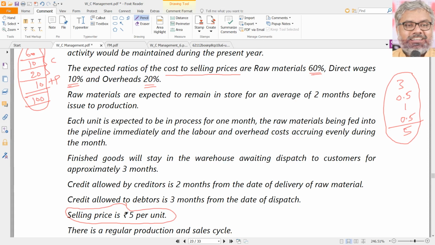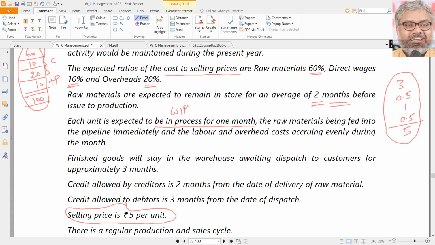Now raw materials are expected to remain in store for an average of 2 months before issue to production. So months is the word used here. So we take months, no problem. Months, days, anything can be taken according to information given in the question. So how many number of days raw materials will be there in the store? 2 months before issue to production. Each unit is expected to be in process for 1 month. In process means what? Work in progress. It will be work in progress for 1 month.